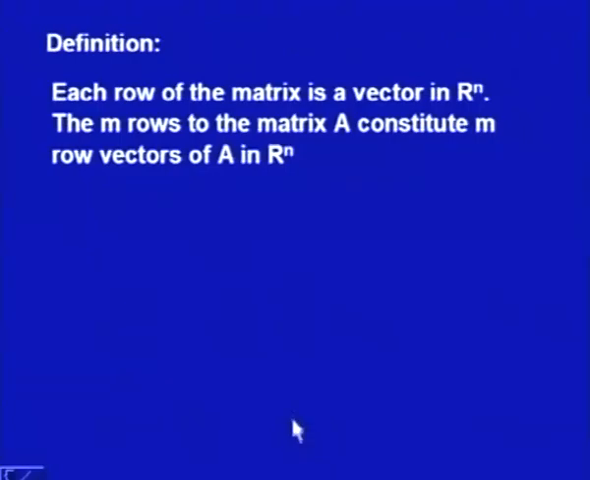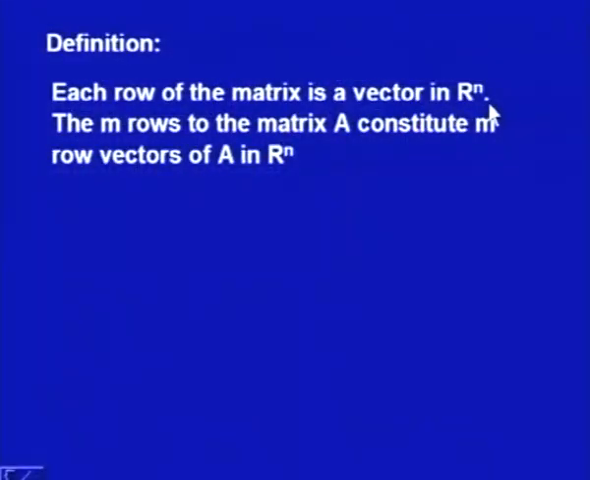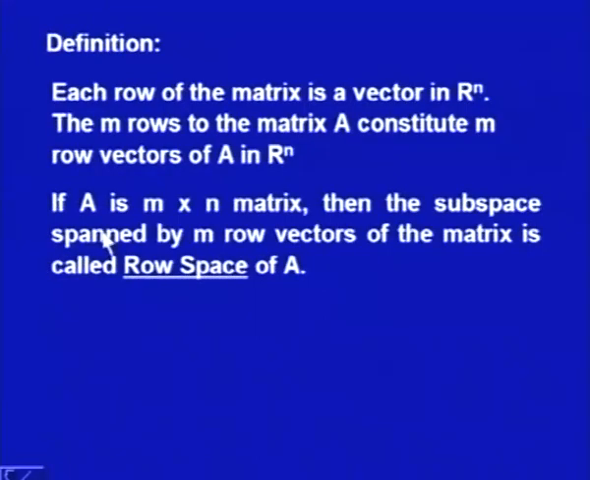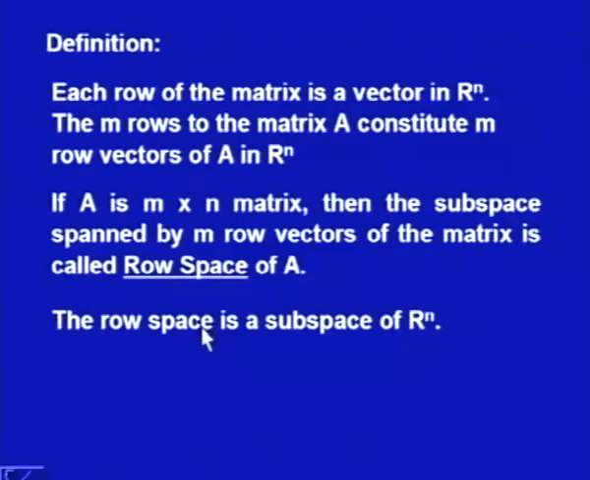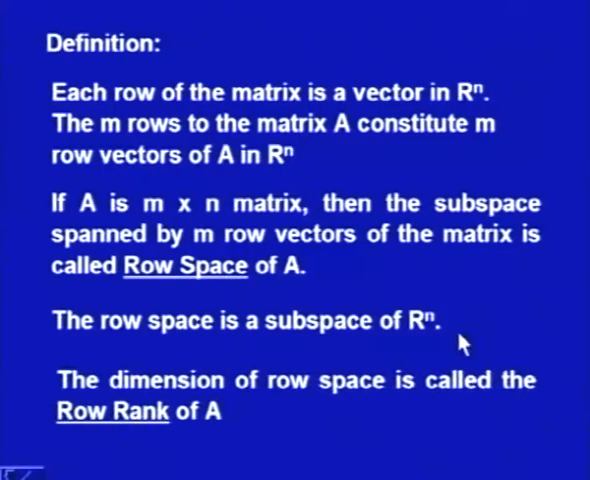Similarly, we define row rank. Each row of the matrix is a vector in Rn for the given transformation. Then the m rows of the matrix A, which is m by n, constitute m row vectors in Rn. The subspace spanned by these m row vectors of the matrix is called the row space of A, and the row space is a subspace of Rn, this we have proved earlier. And finally, the dimension of the row space is called the row rank of A.